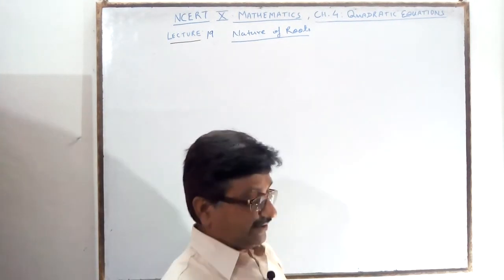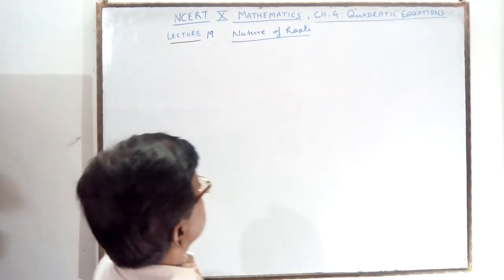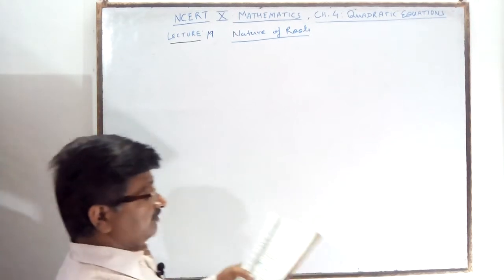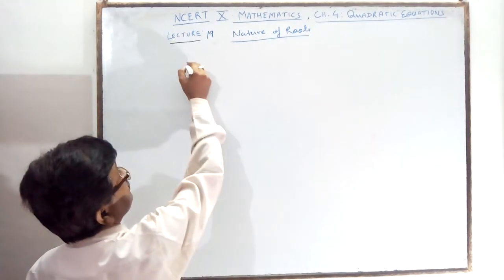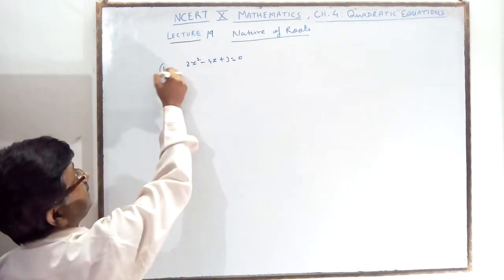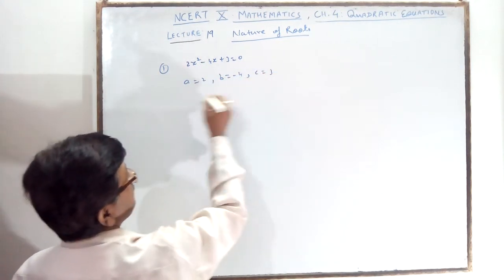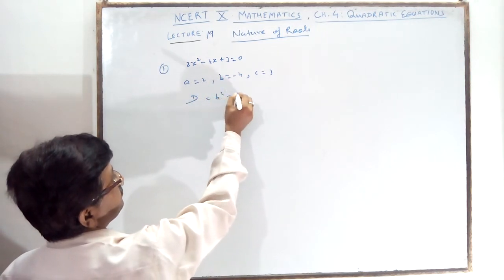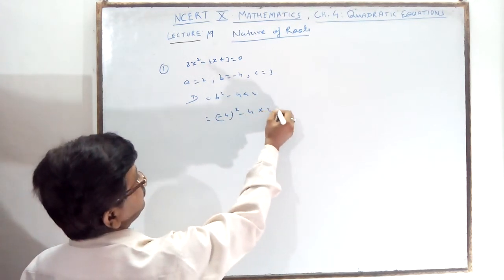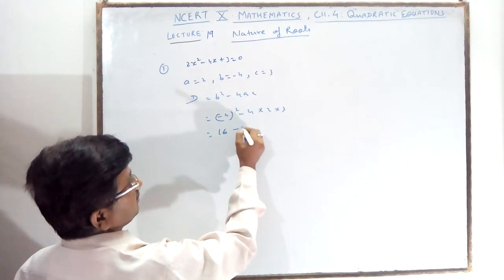If the question is given, find the discriminant. One question is given, very simple. Find the discriminant of any equation. I am taking an example: 2x square minus 4x plus 3 is equal to 0. Find the discriminant. So what is a? 2. What is b? Minus 4. What is c? 3. So discriminant is equal to b square minus 4ac. Minus 4 square minus 4 into 2 into 3. 16 minus 24, since 4 times 2 times 3 is 24.